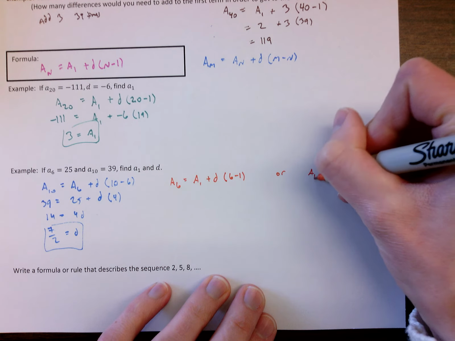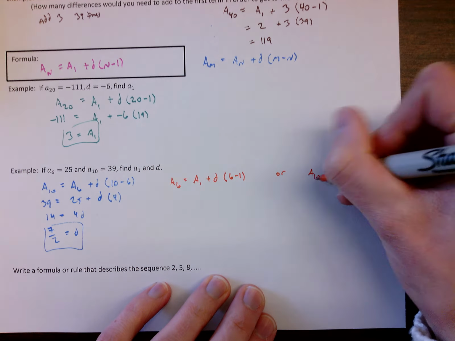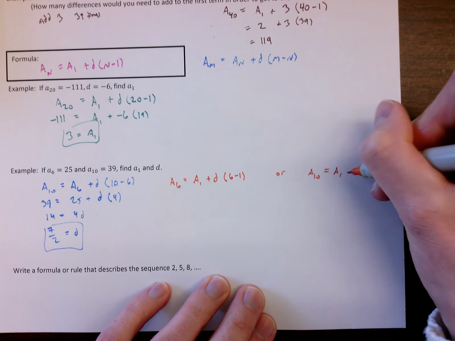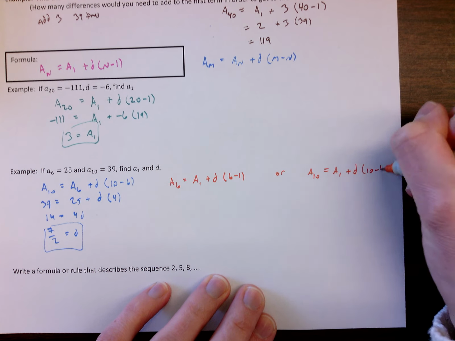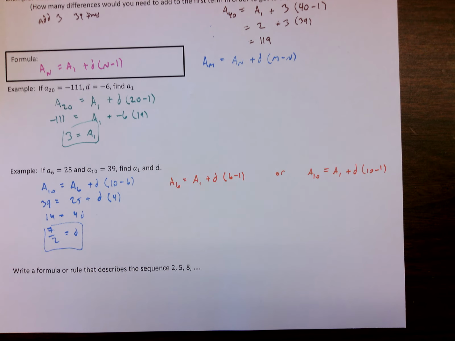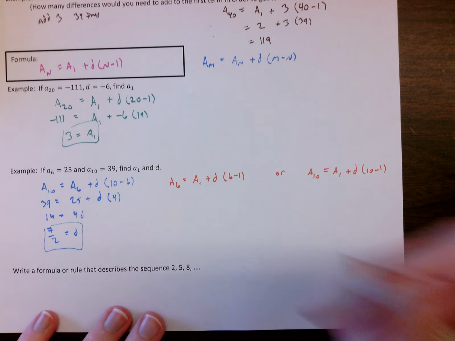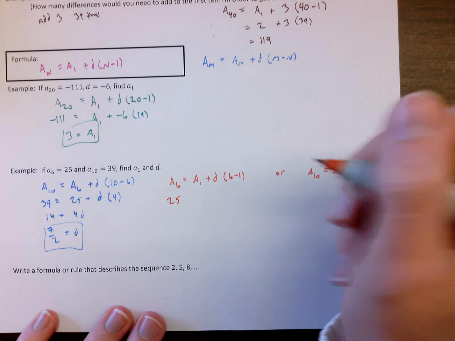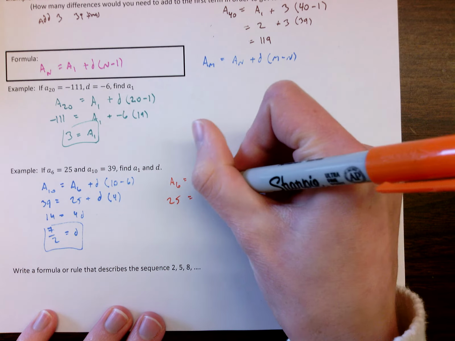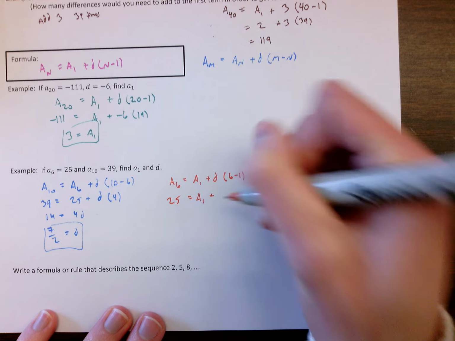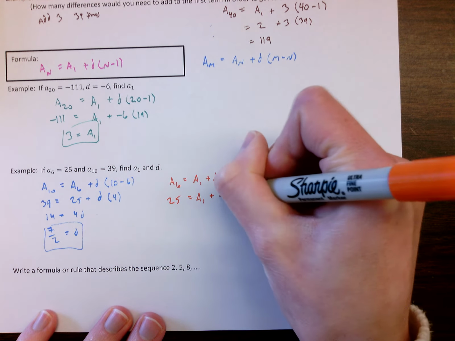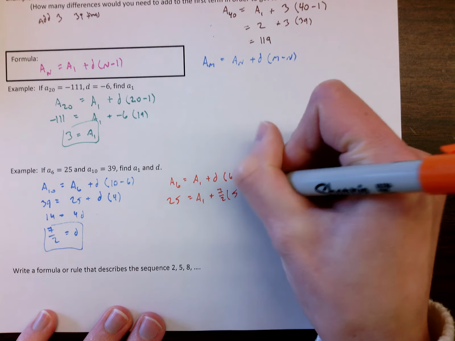Or I could use the other one and say to get from a sub 1 to a sub 10, add the common difference 10 minus 1 times. Either one is fine. You'll get the same answer either way. I'm going to use that one just because it's on the left. So 25, a sub 1, that's the thing I don't know. My common difference, though, we figured out that's 7/2, and I'm multiplying that by 5.